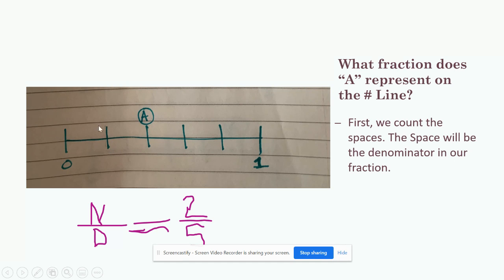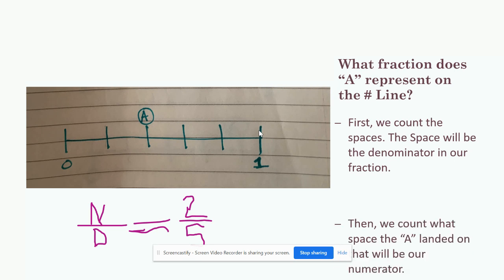Count the spaces. Here we have one space, so from here to here would be one piece. Here to here is two pieces, here to here is three pieces, here to here is four pieces, and here to here is five pieces. Okay, so this number line was divided into 5 equal pieces.